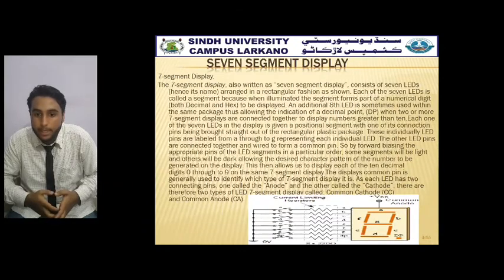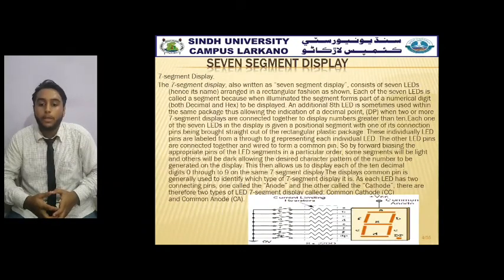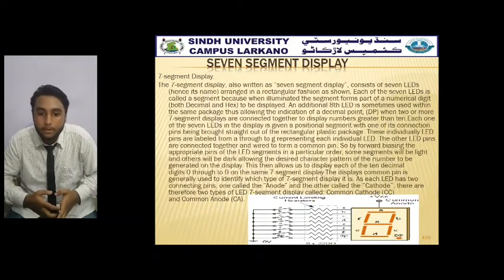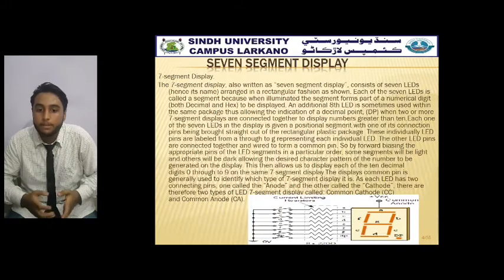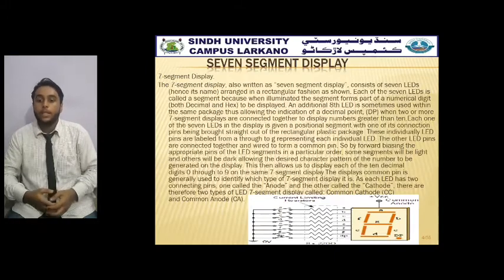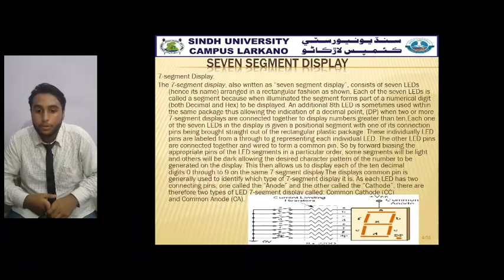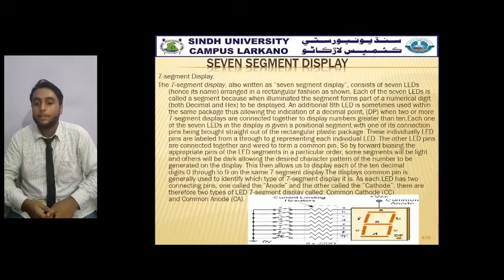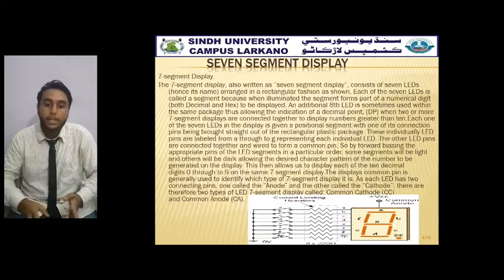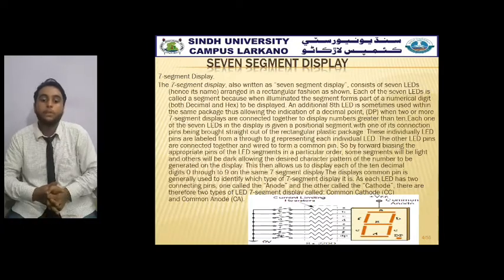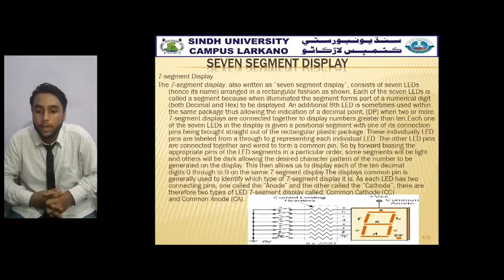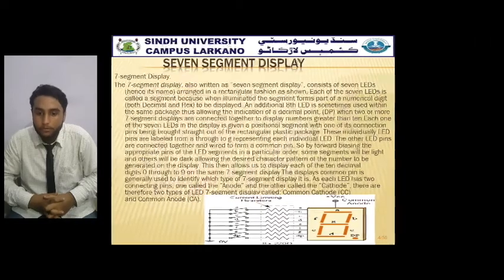By forward biasing the LED segments in the proper order, some segments will be lit and the others will be dark, allowing the desired character patterns of the number to be created on the display. This allows us to display each of the 10 decimal digits, 0 through 9, on the same 7 segment display. The display common pin is generally used to identify which type of 7 segment display it is. Each LED has 2 connecting pins, one called the anode and the other called the cathode. There are 2 types of LED 7 segment display, called common cathode and common anode.